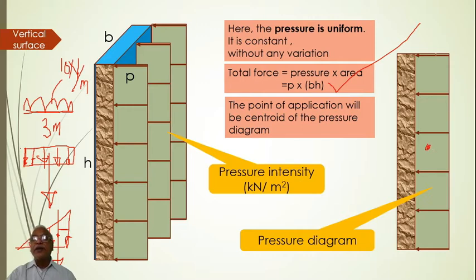Where will it be? It will obviously be at h by 2 from the top or h by 2 from the bottom, where this total force will be acting. How much will the force be? That is given here. Total force is equal to P into BH. So this is when pressure is uniform.